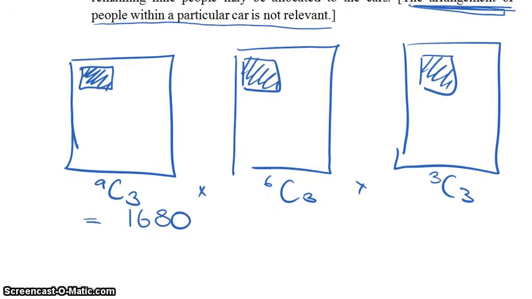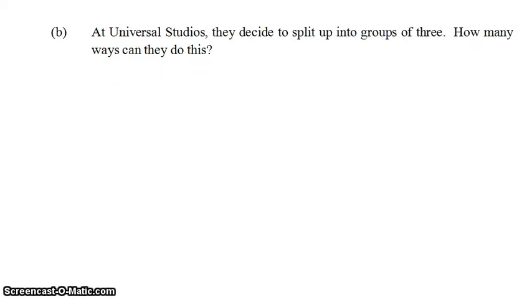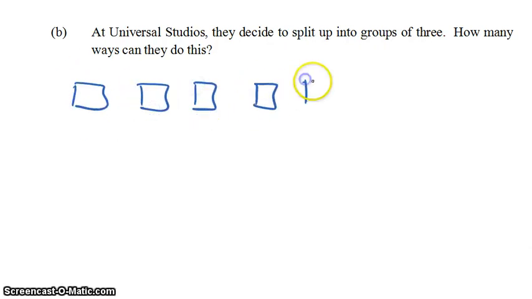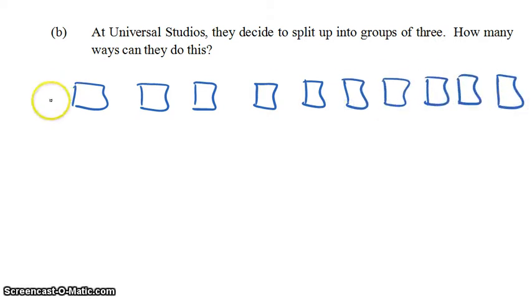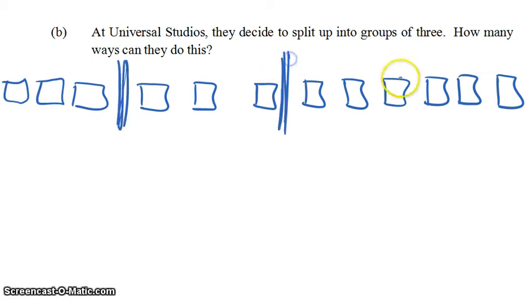So let's take a look at part B. At Universal Studios, they decide to split up into groups of 3, presumably the same 12, so 4 groups of 3. How many ways can they do this? Well, firstly, imagine just arranging the 12 people, 1, 2, 3, 4, 5, 6, 7, 8, 9, 10, 11, 12, and then what am I going to do? I'm just going to break them up into groups of 3, right? And then within these 3, it's all going to be indistinguishable.